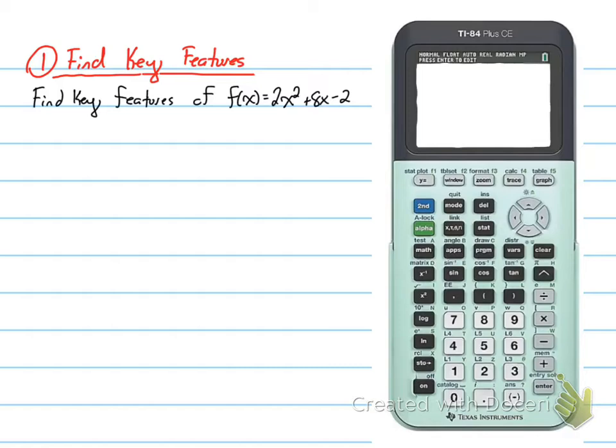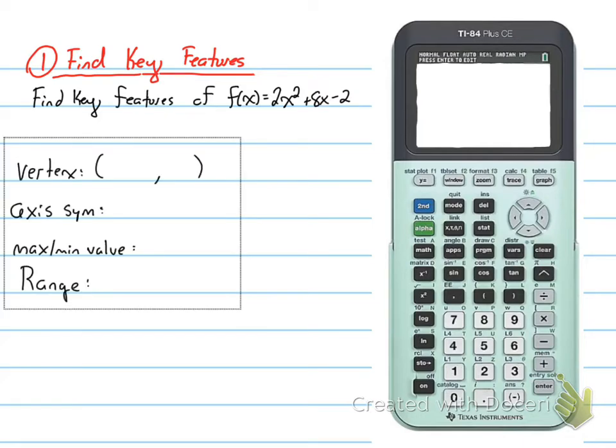So if I'm looking for key features like a vertex or something in this graph, what's really going to be helpful here is using my calculator. So here I have the equation f of x equals 2x squared plus 8x minus 2. And I'm going to want to find the vertex, the axis of symmetry, my either max or min value, and then finally my range. Here I'm just going to focus on range because as you saw yesterday, your domain is always going to be negative to positive infinity.